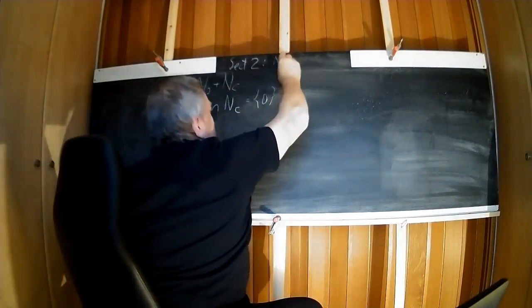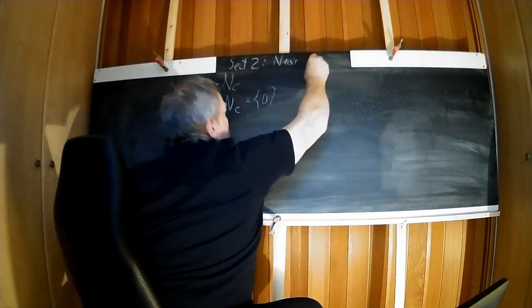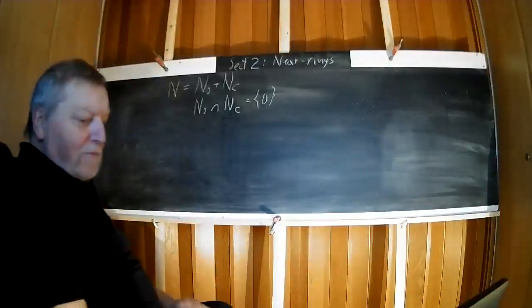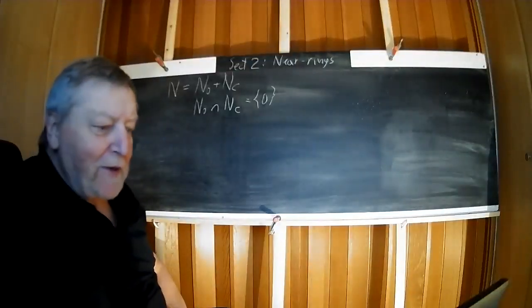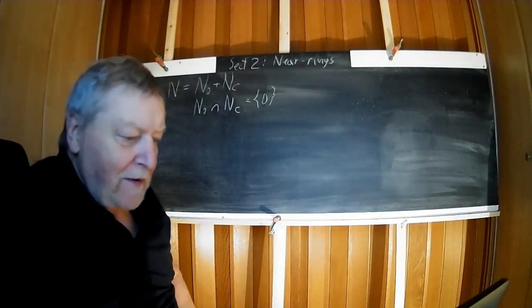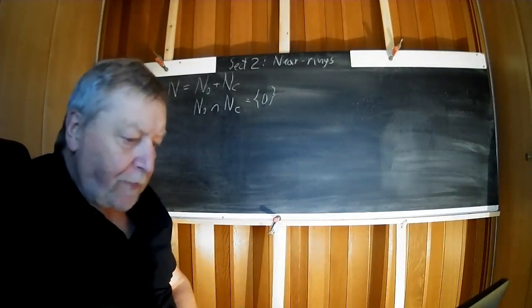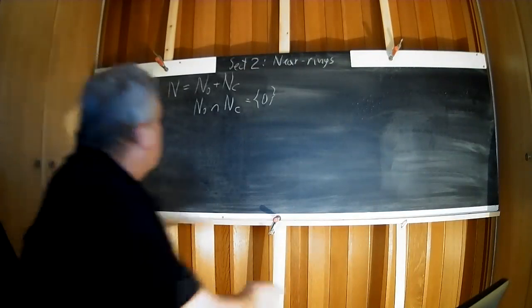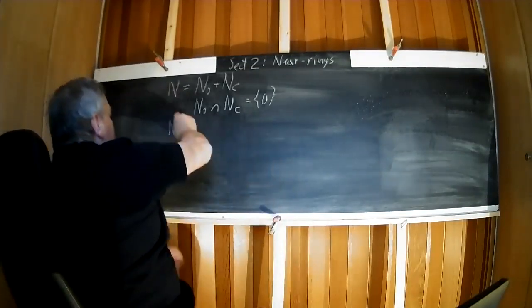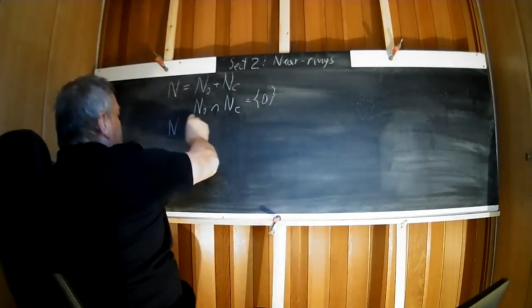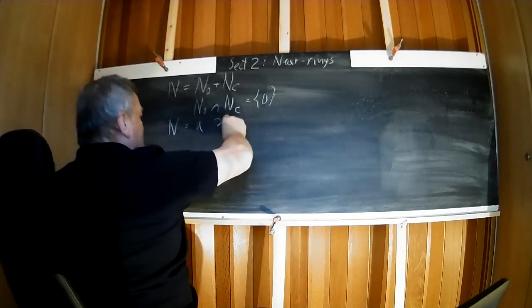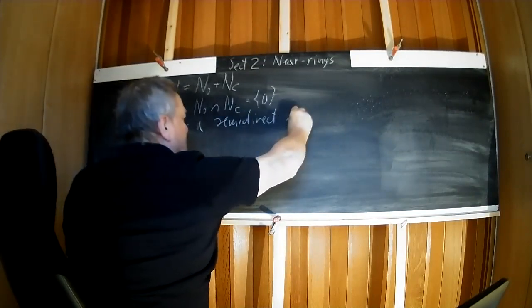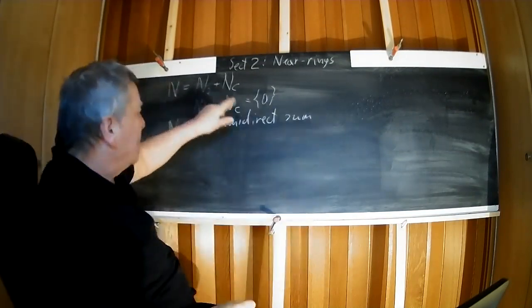Simply nearings. More precisely, the elementary part of nearings. One, N is a semi-direct sum of N sub naught and N sub c.